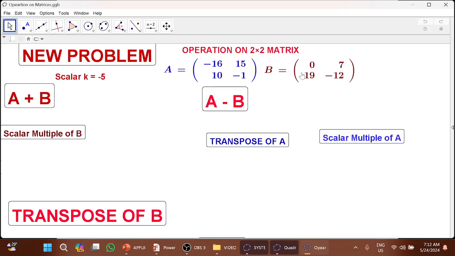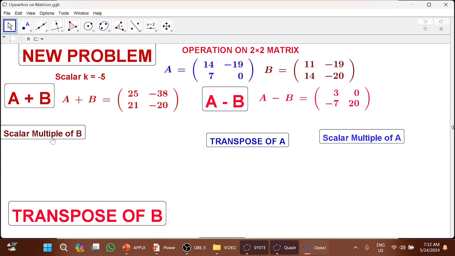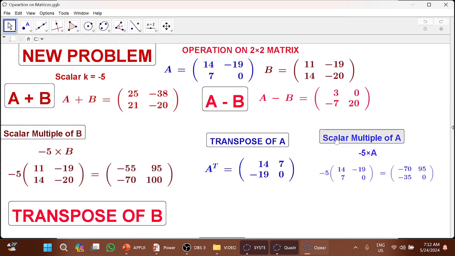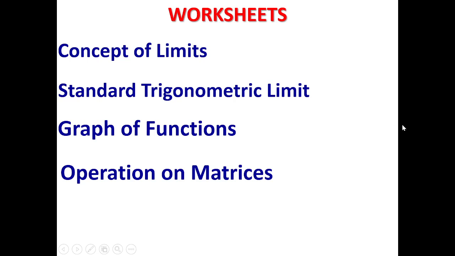You see here I have made a very simple worksheet making use of normal operations on a 2 cross 2 matrix. For example, new problem, and you can ask them what is A plus B, what is A minus B, what is the scalar multiple, and what is the transpose. Very simple. Now remember, a GeoGebra worksheet can be used to find the inverse of a matrix, and problems can be given, and expansion of a determinant of 2 cross 2 or 3 cross 3, and solving a system of equations also, you can make use of GeoGebra.